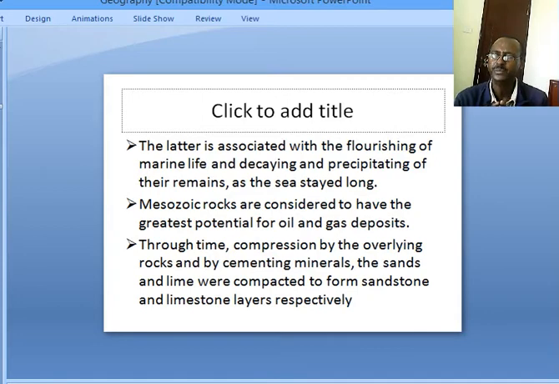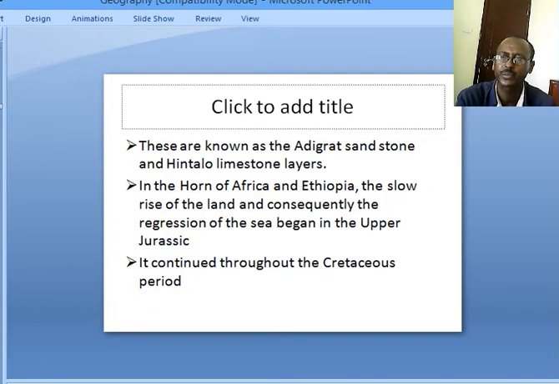As we have said, during the Mesozoic era, when there was slow rising and sinking of the land, these areas were covered by sediments, and these sediments finally formed the two rocks, sandstone and limestone. These are known as the Adigrat sandstone and Hintalo limestone layers in the northern area. So the sandstone, since it was found around these areas, we call the Adigrat sandstone, and the Hintalo limestone rocks.